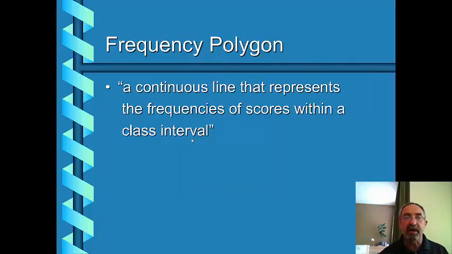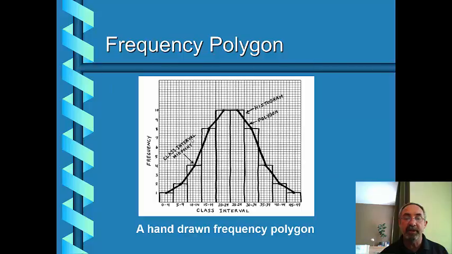Now, a frequency polygon is basically just a continuous line that represents the frequencies of scores within a class interval. And it simply connects the midpoint of each one of those bars together. And so we can get a little bit better idea of the smoothing out of it.